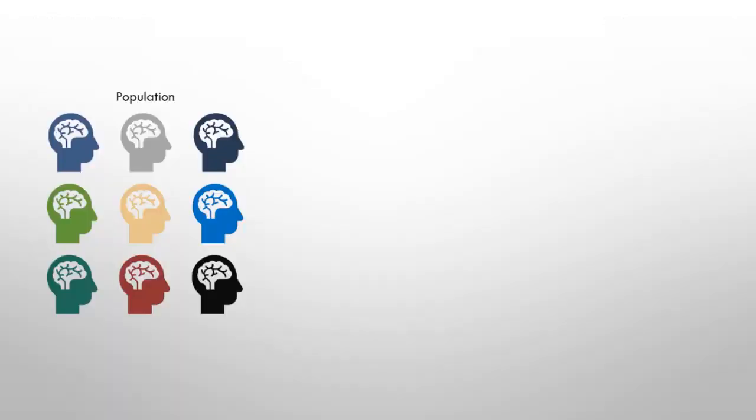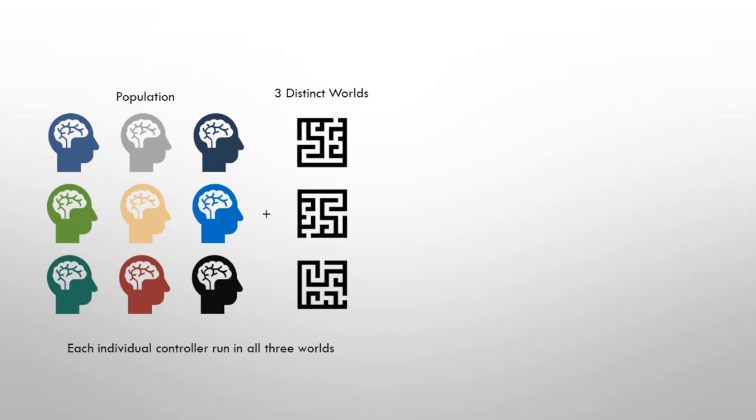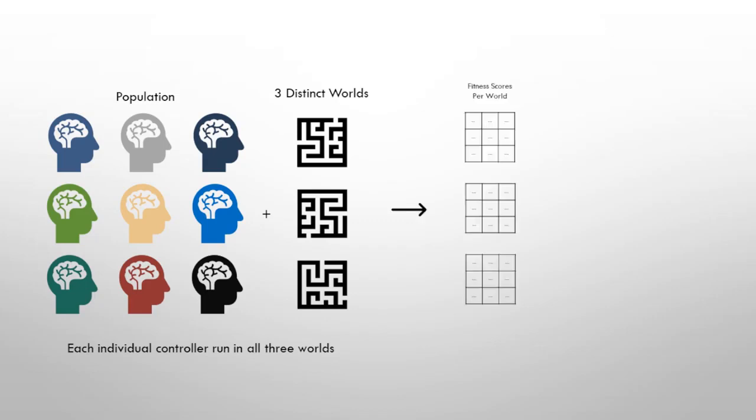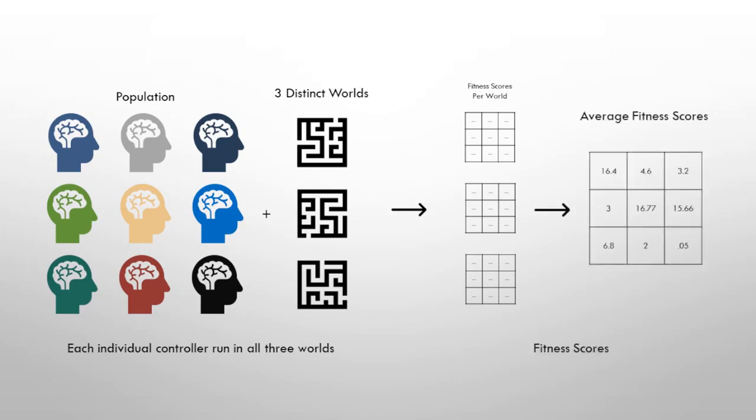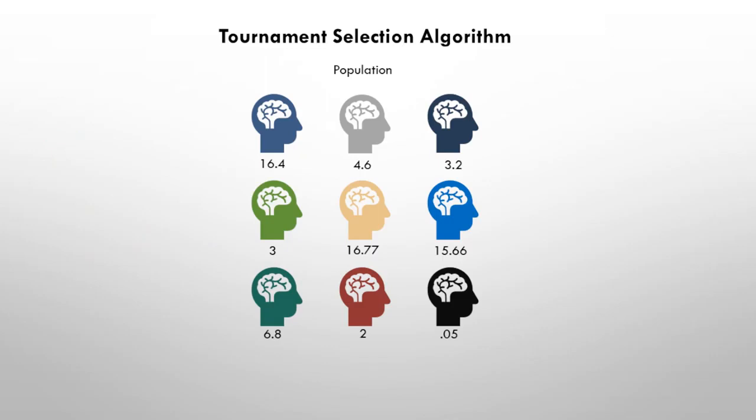How does a genetic algorithm work? For starters, we start with a pool of individual controllers in this generation. In this example, we have 9 individuals that start with completely random weights in their neural networks. We then run the simulations for each controller in 3 distinct worlds. For each world, we get a fitness score on how well each individual performed. Then we get the average of these fitness scores to determine the best performing individuals. To make things easier, here are the individuals and the fitness scores right next to them.